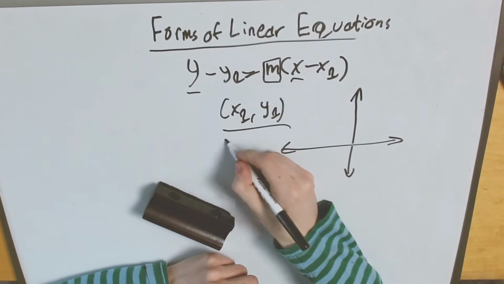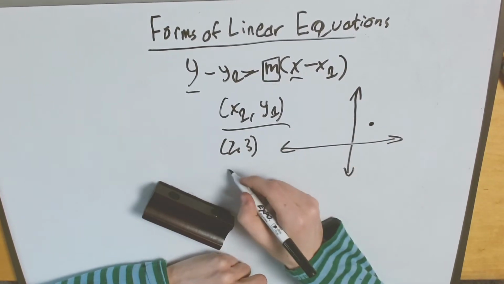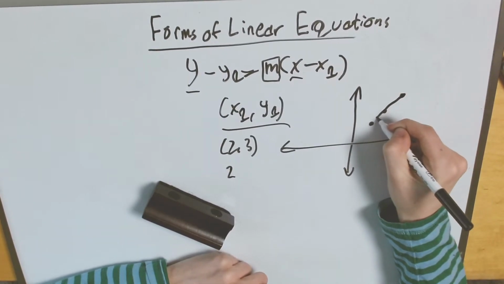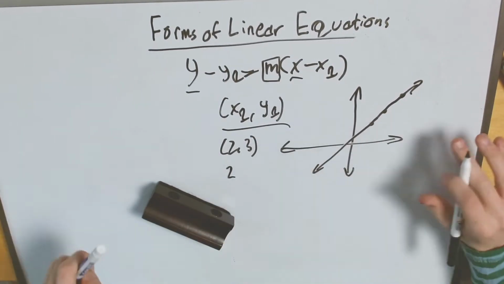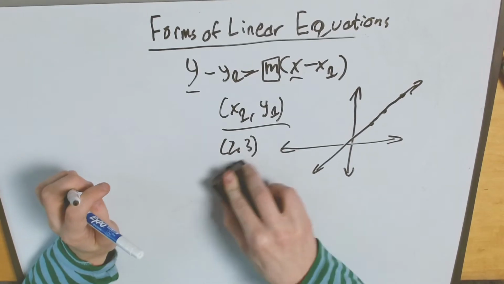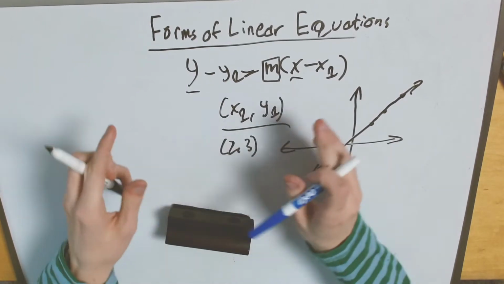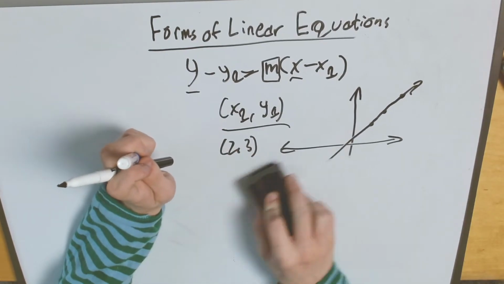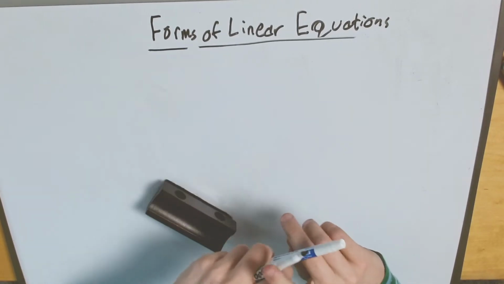So let's say I know the point (2, 3) is on the line, and I know I have a slope of 2, so that means I'm going to be going up 2 over 1, up 2 over 1. Boom. I can instantly graph my linear equation without having to find the y-intercept, without having to plug my point back into the equation and do some algebra. I instantly have all I need to graph the equation and represent my line as an equation. And that's point-slope form.